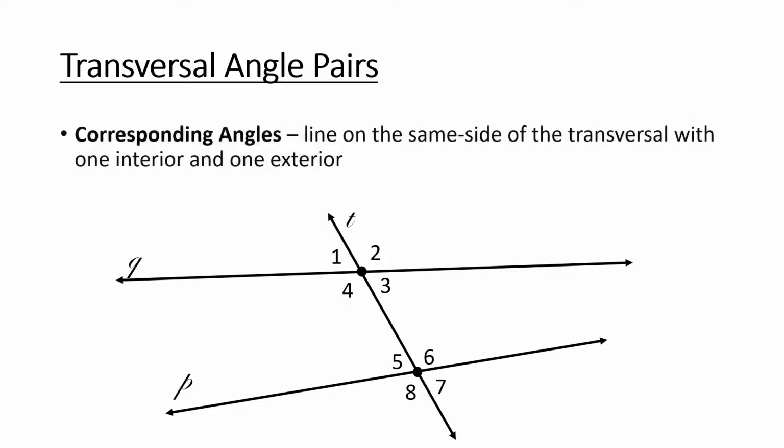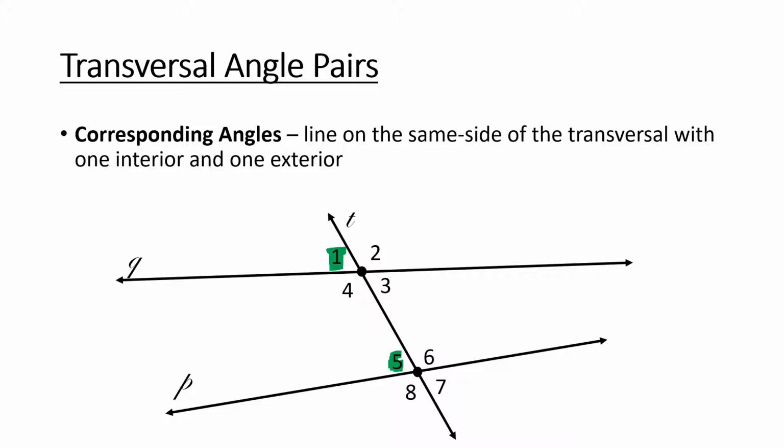Another angle pair is corresponding angles. These are angles that lie on the same side of the transversal with one interior and one exterior. This can be a little tricky, but if we look first at angle 1, it is on the exterior. The only other angle that is not on the exterior, but is also on the same side, is angle 5. So angles 1 and 5 are a pair of corresponding angles.